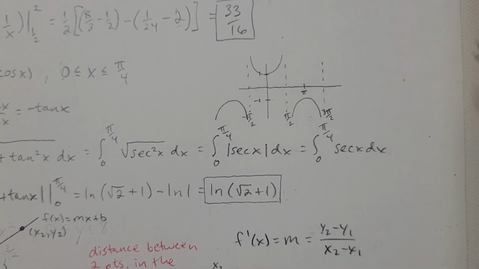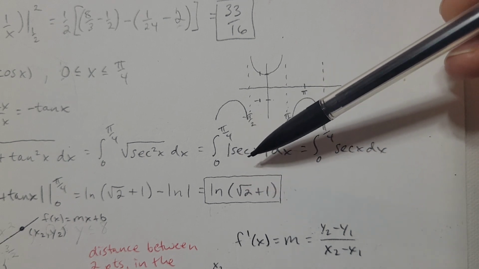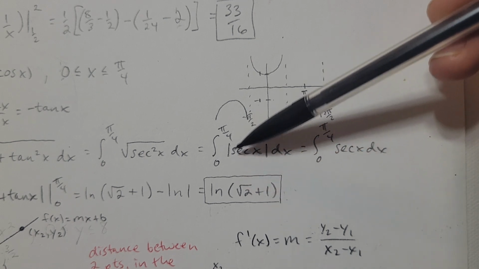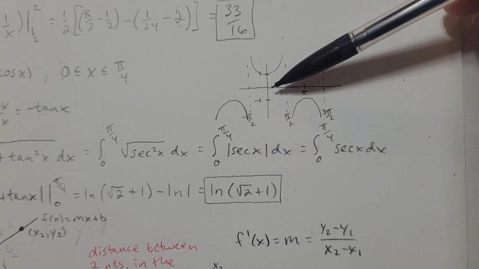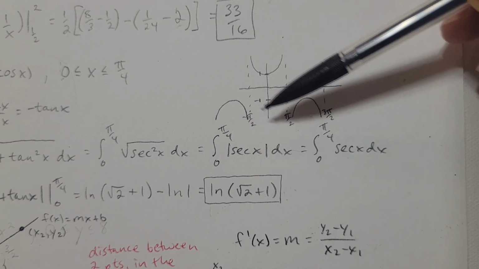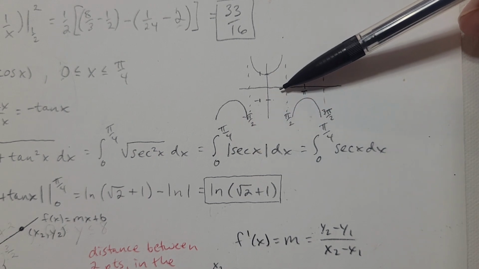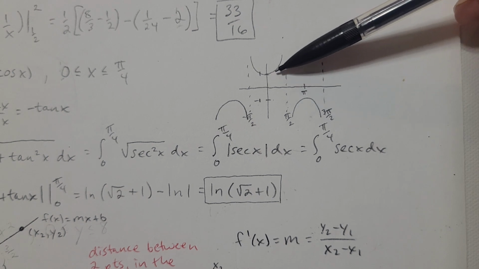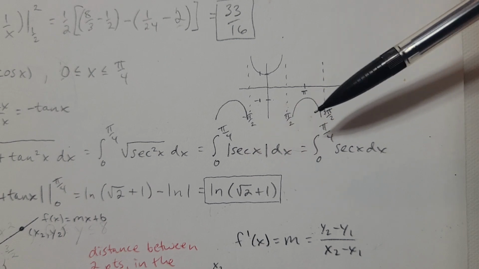But I don't need absolute value bars because of the bounds that I'm integrating on. I'm going from 0 to pi over 4. Well, here's a graph of the secant curve. If I go from 0 to pi over 4, the y values of secant x are going to be positive numbers anyway. So I don't need the absolute value bars there.